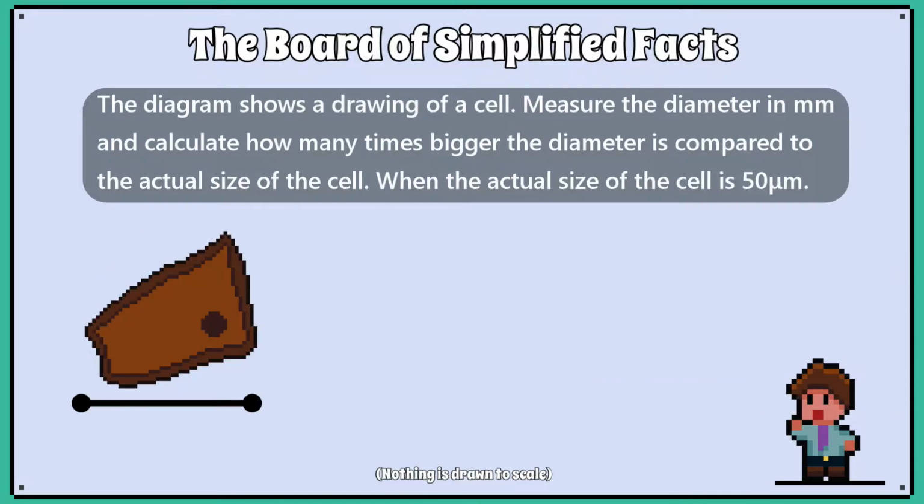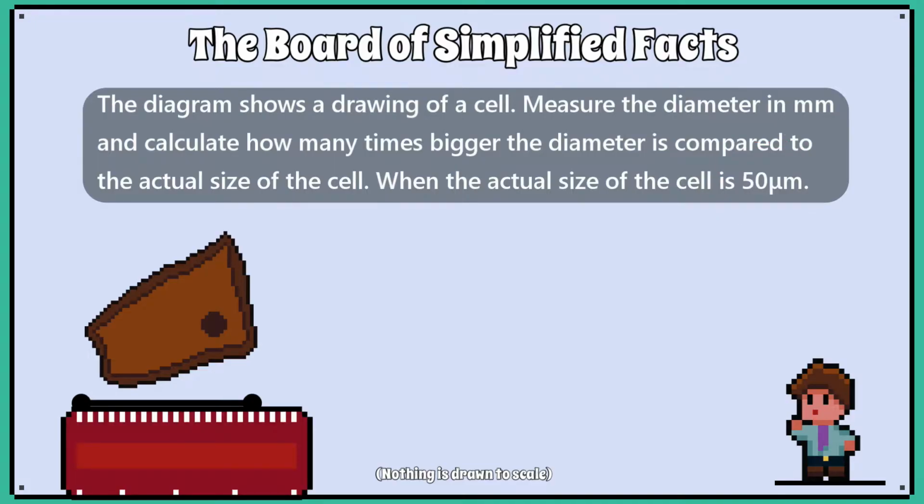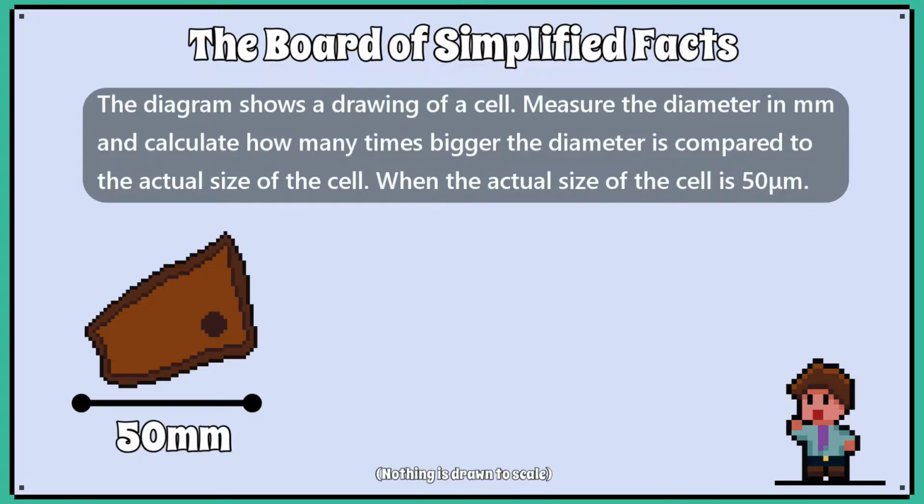Let's do another example. We are given another drawing of a cell, and the question gives us the actual size of the cell. It asks us to measure the cell in millimeters again, and then work out how much bigger the drawing is compared to the actual size of the cell. So it's the same as before. It gives the actual size of the cell as 50 micrometers in the question. We measure the picture of the cell, and we find it is 50 millimeters across.